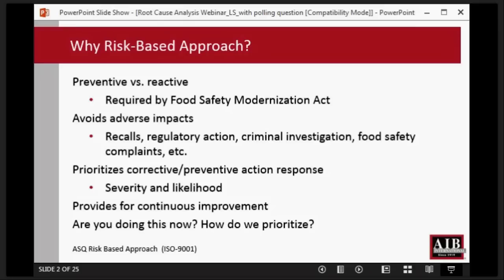So I'm just going to ask a question. Are you doing this now? I would say you are, because if you have a HACCP program, you would have to look at the likelihood and severity of these hazards occurring, be they biological, chemical, and physical.